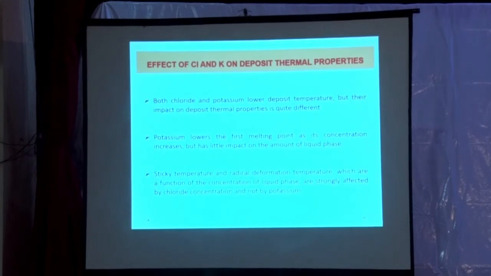Now, how is the effect on thermal properties? Thermal properties deal with the deposit formation, as I told you: T0, T70, T15. I am not repeating the definitions; I have already discussed them in earlier lectures. Both provide a lower deposit temperature, but their impact on deposit thermal properties is totally different, as I told in the last slide. Potassium lowers the first melting point, but the first melting point will not go beyond that further.